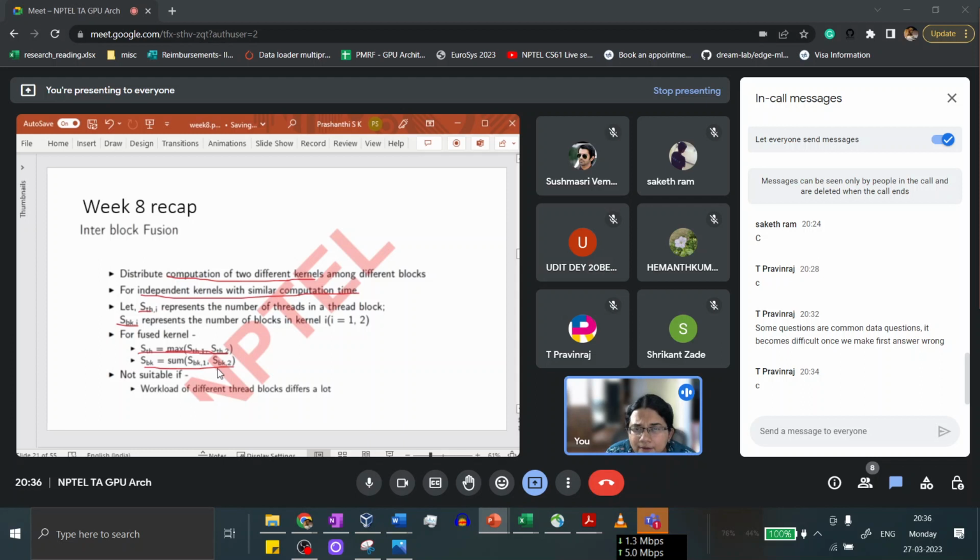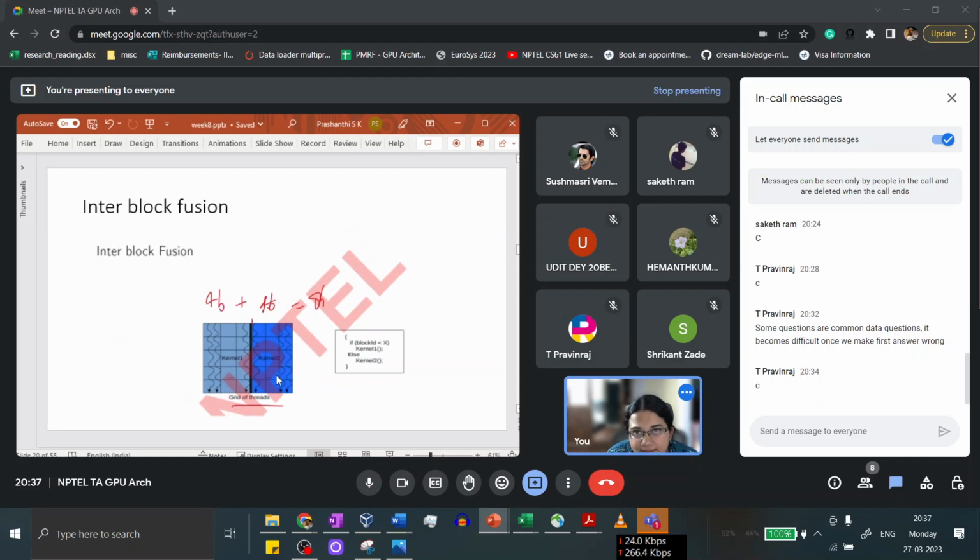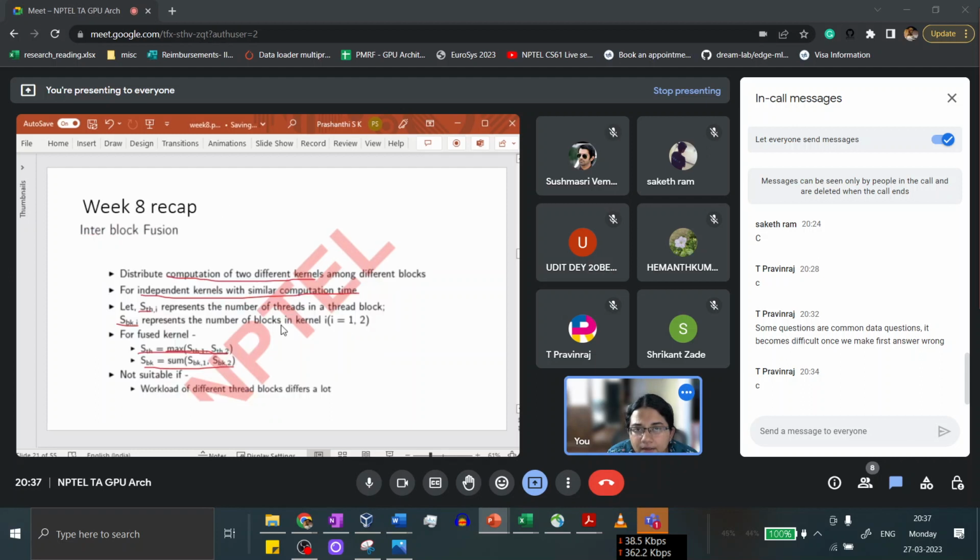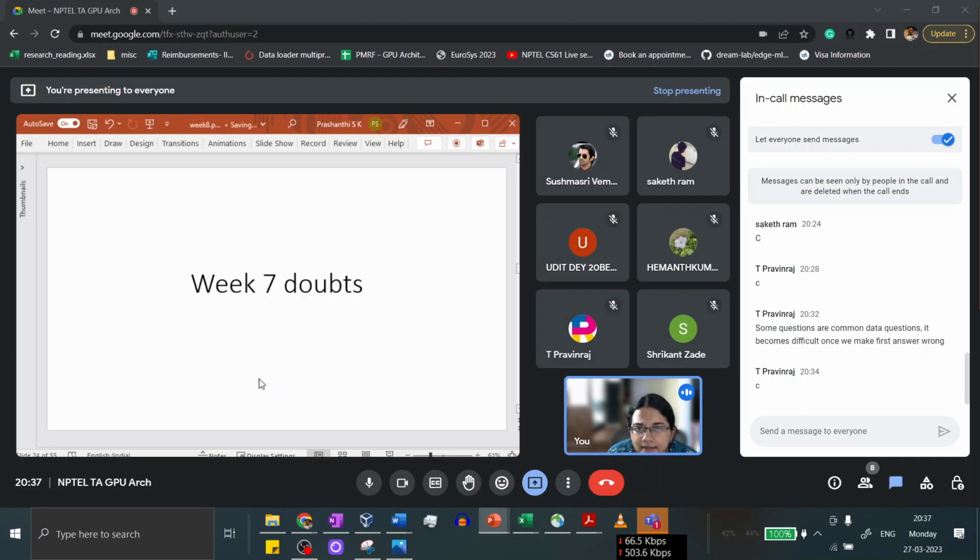So think about along which dimension you are splitting the work, and therefore what do you need to increase. In the previous example, it was along the dimension of threads. Some threads were doing kernel 1's work and some threads were doing kernel 2's work. Here it is some blocks. It's the granularity of blocks, as the name says, inter-block. So then you need to sum up the number of blocks. That's the answer to this.